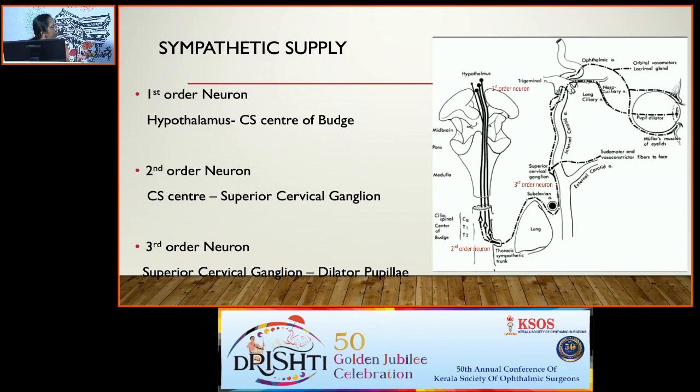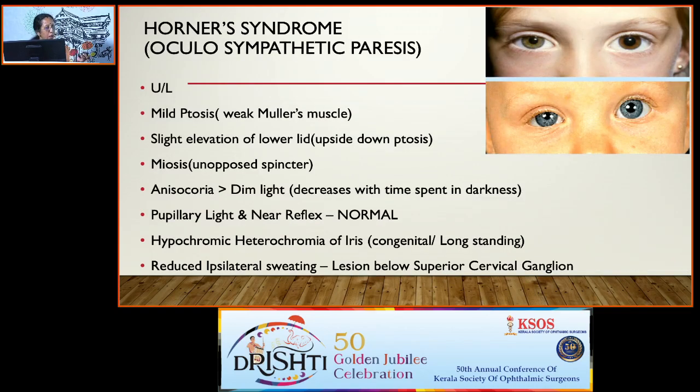And accordingly, you can have lesions central, preganglionic or postganglionic. In Horner syndrome, which is oculosympathetic paresis, it is usually unilateral. There will be mild ptosis because of the weakness of the Muller's muscle, slight elevation of the lower eyelid, which is called the upside-down ptosis, miosis because of the unopposed action of the sphincter, and anisocoria, which is more in the dim light. The pupillary light reflexes and near reflexes will be normal. And in congenital cases and long-standing cases, you can have hypochromic heterochromia of the affected iris.